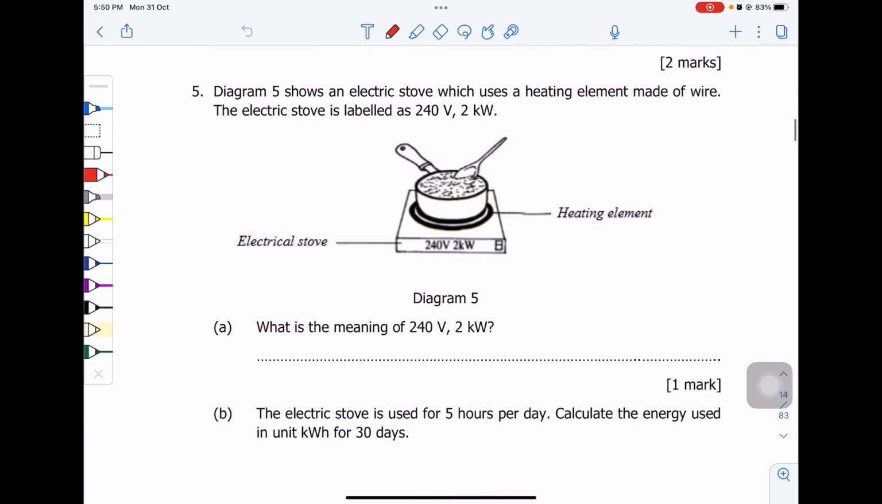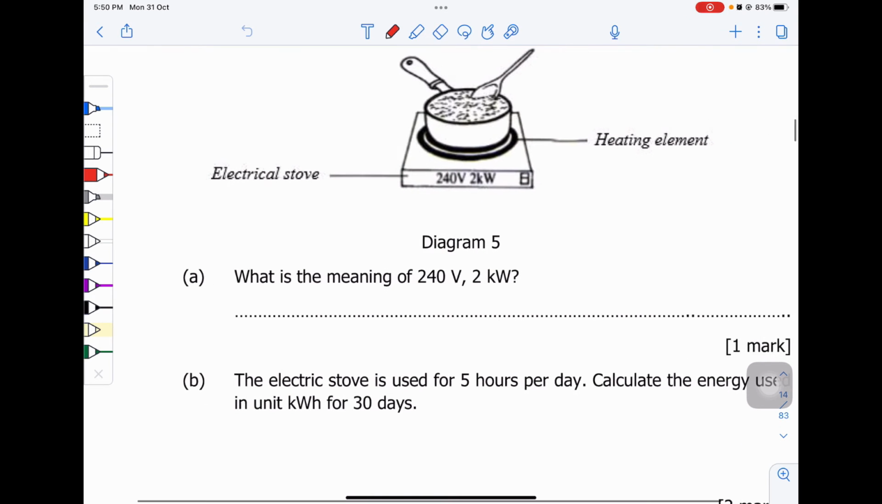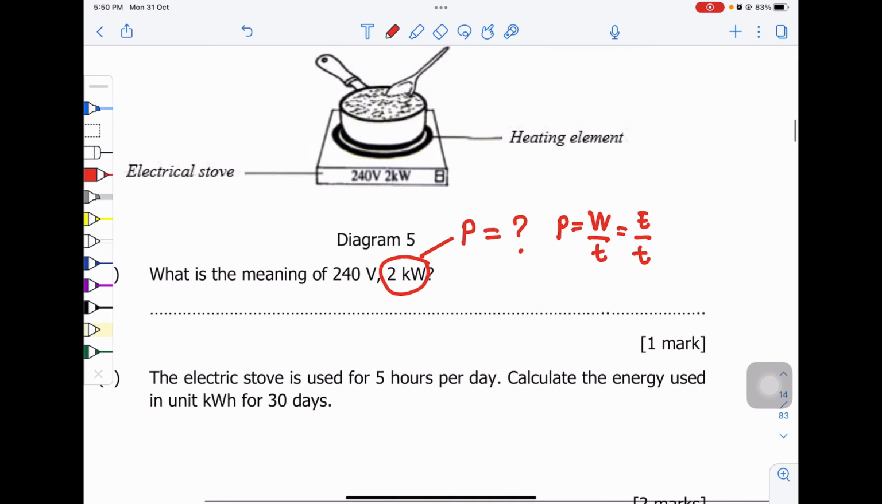Okay, so this one, the question asks you, what is the meaning of 2 kilowatt? So it's easy. What is not mentioned? This is the power. So you ask yourself, what is the meaning of power? Power is the rate of work being done, or the rate of energy. So here, the value is 2 kilowatt.